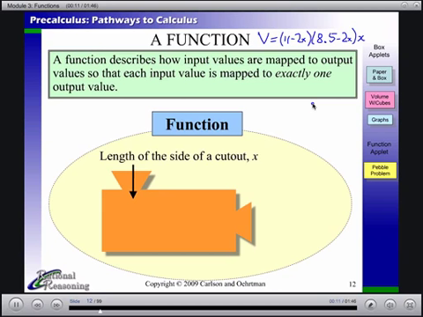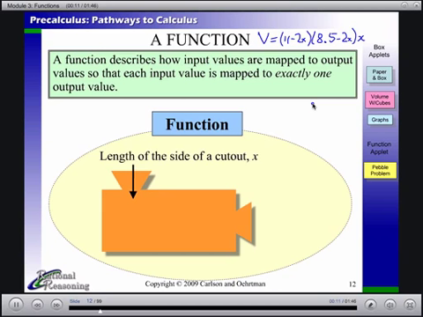So what was our input in this equation? What's our input value? Cutout side length. And the output then? Volume. So if I decide on a cutout length, is there one particular volume associated with that? It's determined, right? That's the idea of a function.